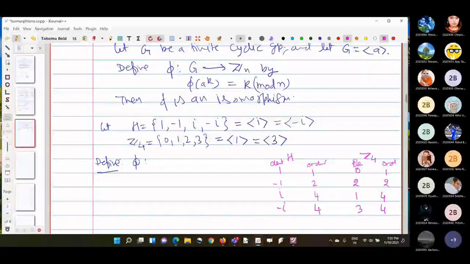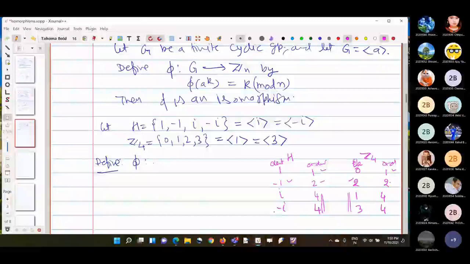So one element of order 1, okay. One element of order 2, that is 2, okay. Two elements of order 4, namely iota and negative iota, and here also two elements of order 4, okay. So दोनों एक जैसे लग रहे कि नहीं लग रहे, है ना? बस notation different है, notation and operations they are different.